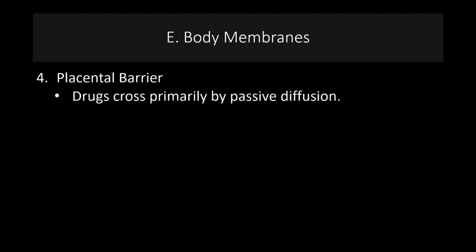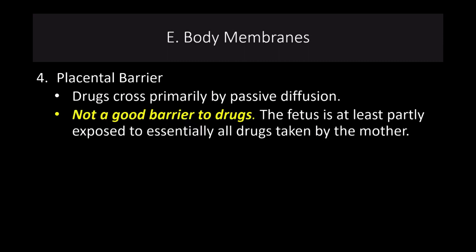So it's an important consideration for any of these. Finally, the placental barrier. Drugs primarily cross this by passive diffusion. This is not a good barrier to drugs. So any drug a mother takes is going to expose the infant. So any drugs that are taken in, caffeine, nicotine, alcohol for sure. We'll talk about fetal alcohol syndrome when we get to alcohol. Painkillers, all of these potentially have effects on the fetus. And so it's very important for pregnant mothers to carefully take a look at the drugs that they're taking.